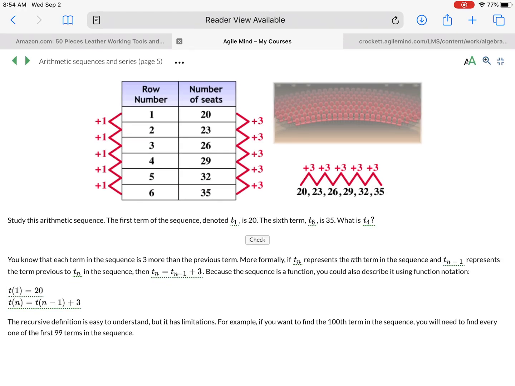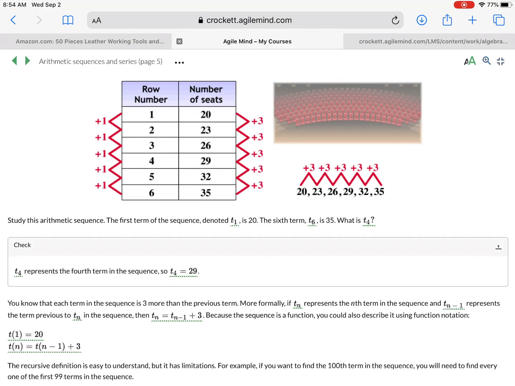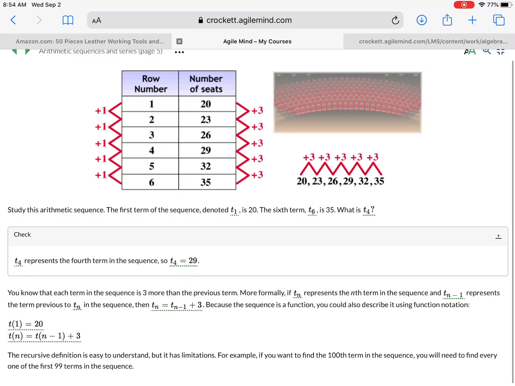All right. Same thing. It says, study the arithmetic sequence. The first term is denoted to be 20. The sixth term is 35. What is 4? Well, if you look, row number 4, you get 29. Okay? It says you know that each term in this sequence is 3 more than the previous term. More formally, if t of n represents the nth term in the sequence and t of n minus 1 represents the previous term, then the sequence is that function.